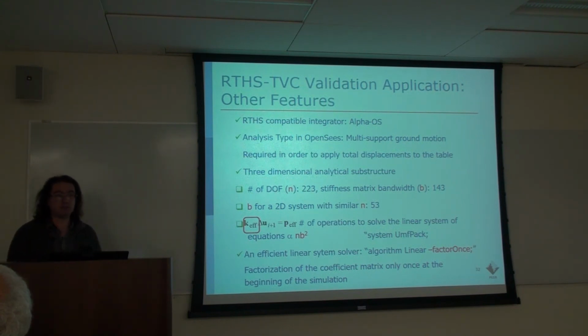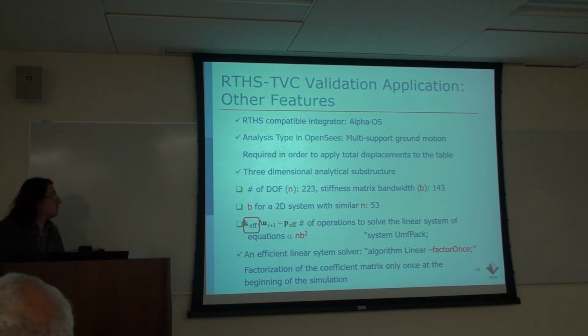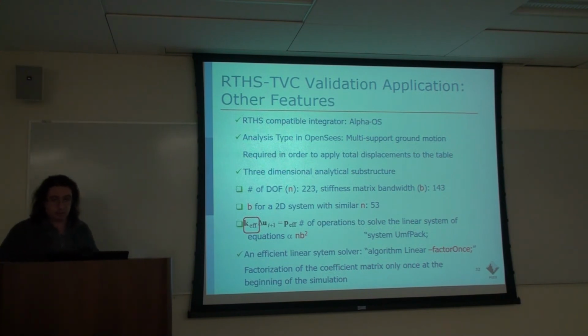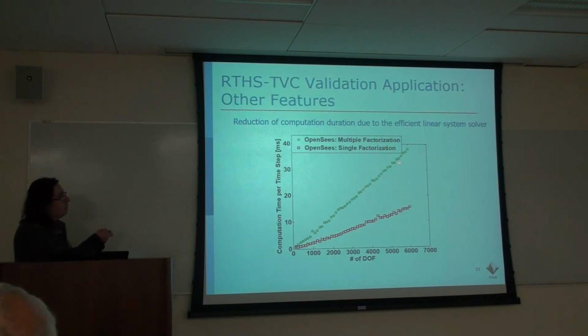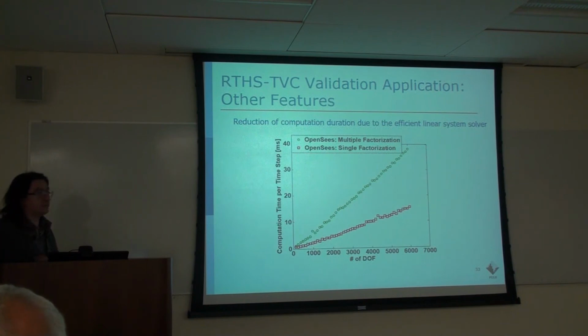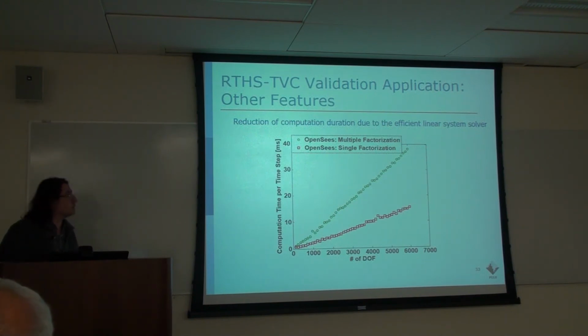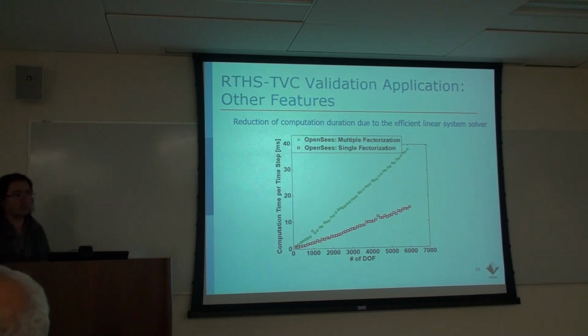And as I mentioned yesterday, we can do that with the alpha operator splitting integration method, because the coefficient matrix is constant during the simulation, it doesn't change. So that's why we were able to use that. So this basically is a slide that shows the reduction of the computation time with the inclusion of this solver that does the factorization only once. So basically we reduce the computation duration to 1/3 with this solver.